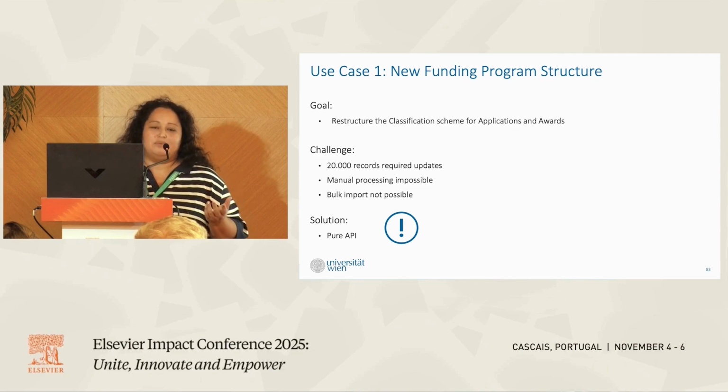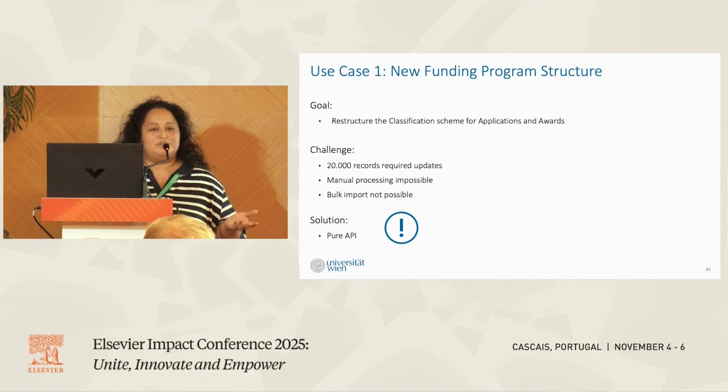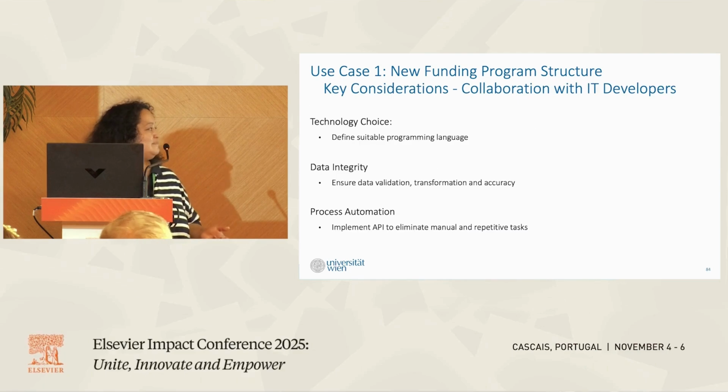So it would have been a lot of work to do it manually, and it would have taken a lot of time. We wanted to make a bulk import, but when we asked Elsevier support, they said that's not possible, but they recommended that we use the API. So that's when our journey started.